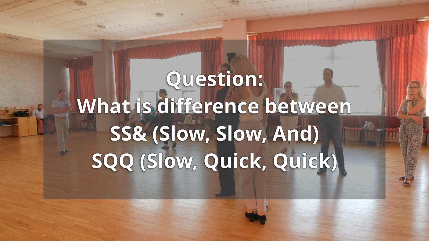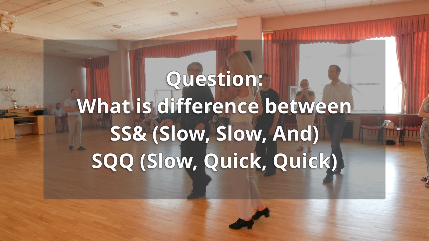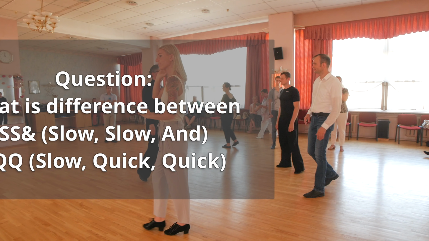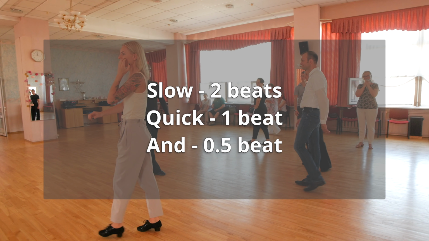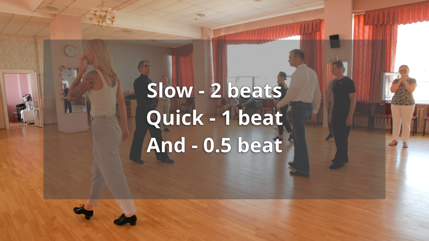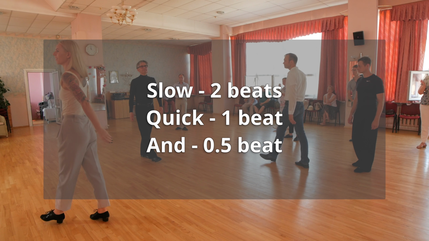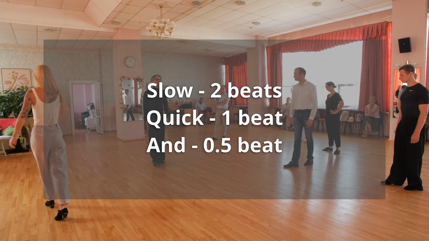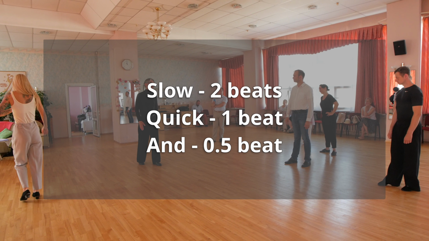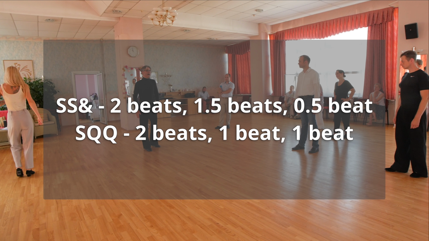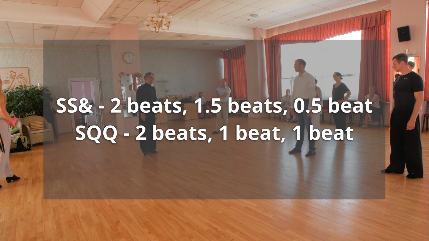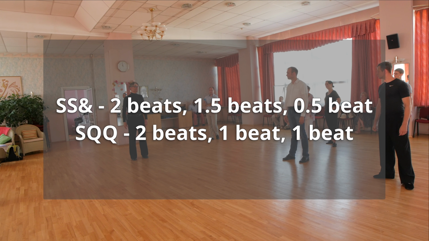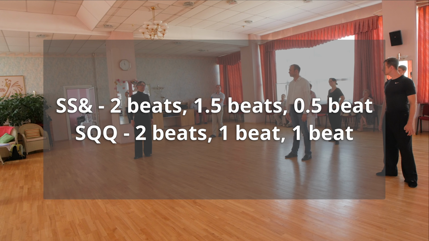Now, a question about timing. What is the difference between count slow, slow, and slow, quick, quick? The answer lies in the fact that slow equals 2 beats, quick equals 1 beat, and equals half beat. Also it is important to know that and steals half beat from the previous beat. Therefore, slow, slow, and means 2 beats, 1.5 beats, half beat. Slow, quick, quick means 2 beats, 1 beat and 1 beat.